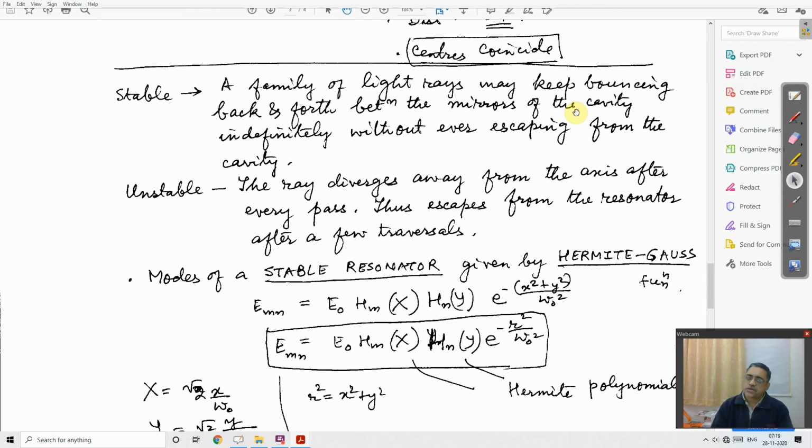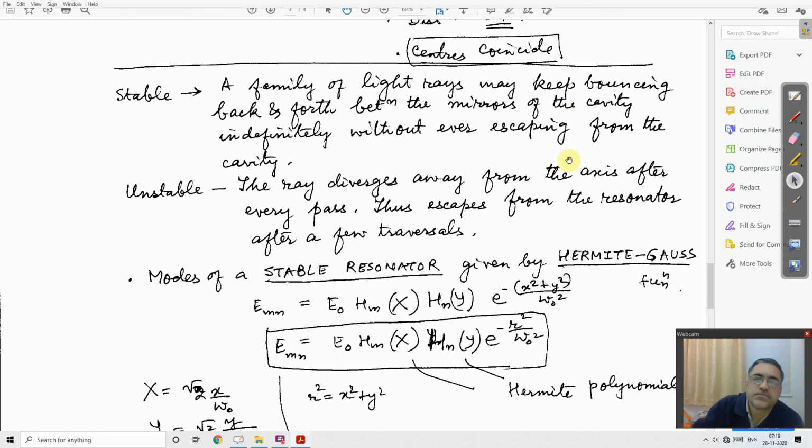And what is an unstable resonator? The ray diverges away from the axis after every pass. Thus, it finally escapes from the resonator after a few traversals. And if it cannot escape, it goes to the lossy mode.